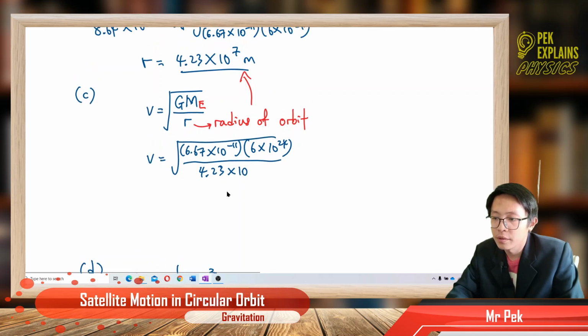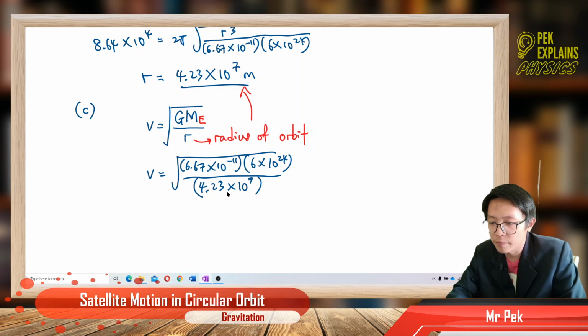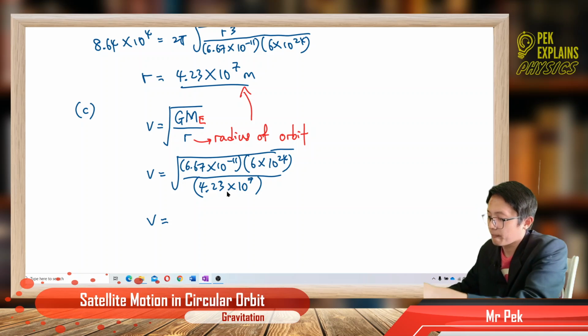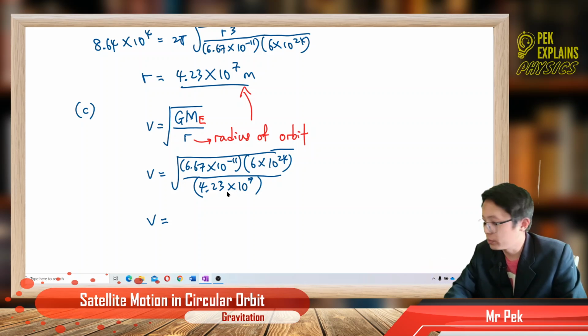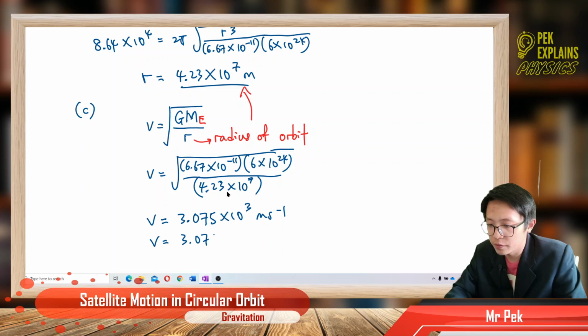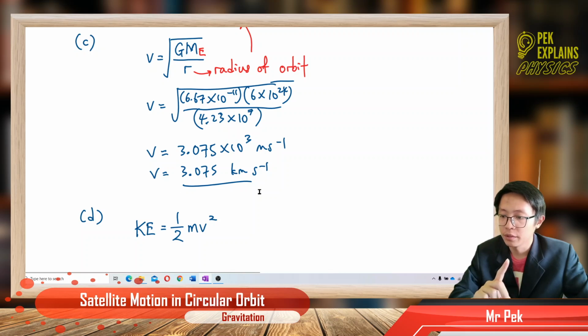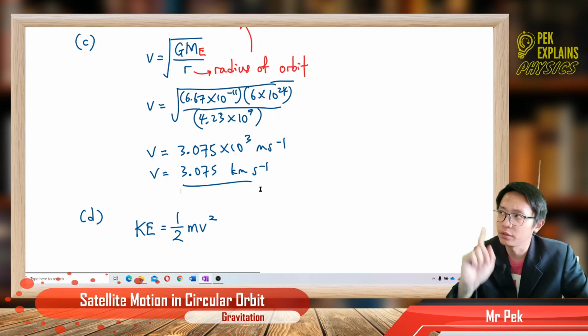6.23 exponent 7. So we get the speed of satellite equal to 3.075 exponent 3 meter per second, which is also 3.075 kilometer in 1 second. Wow, this satellite travels very fast. In 1 second, it's able to travel 3 kilometers.